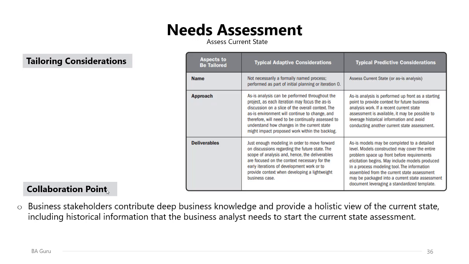Collaboration: business stakeholders will contribute deep business knowledge and provide a holistic view of the current state, including historical information that the business analyst needs to start the current state assessment. So usually the collaboration here will be between the business analyst and the business stakeholders. This is all for the assess current state process.